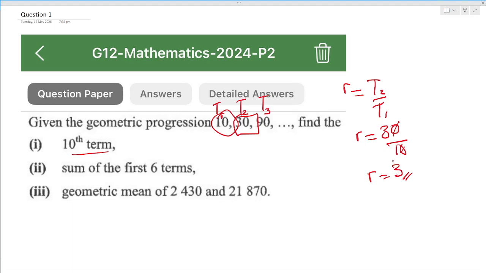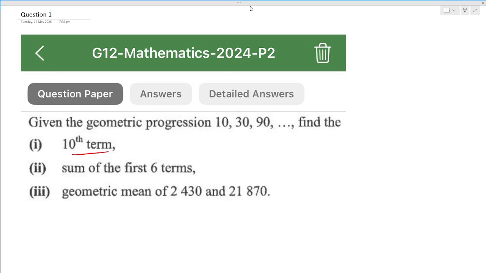Having found our common ratio, we can now find the 10th term which they are asking us to find. So how do we find that one? We're going to use the formula for finding the terms. Does anyone remember the formula? Let's put our ratio there. Tn is equal to A R to the power n minus 1. Let's put our data table there. If you look at this formula, we need N, we need A, we need R. Let us plug in those values.